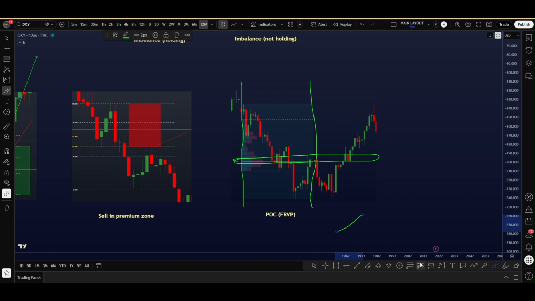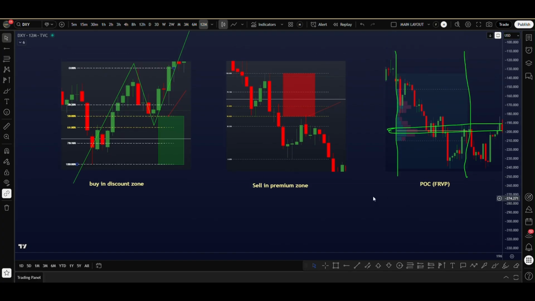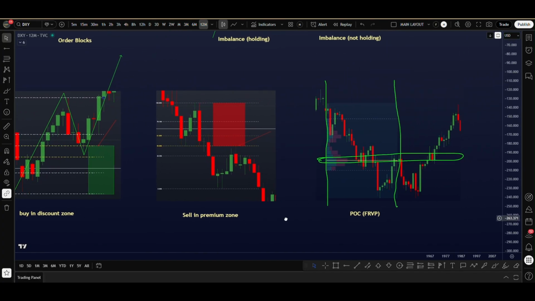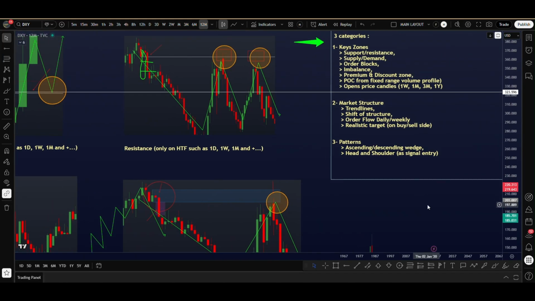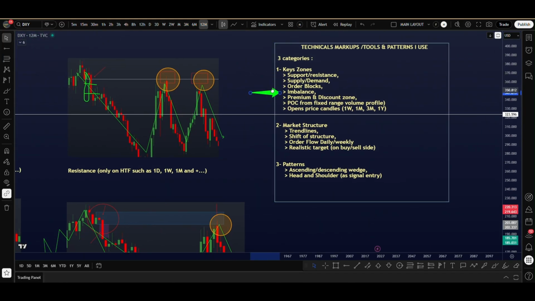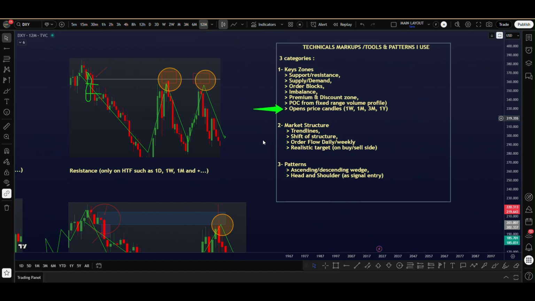So, oops, excuse me. So we touch on the Fibonacci, the POC. What's next? So we have, let me delete that line. We talk about POC, yes, the open price candle.